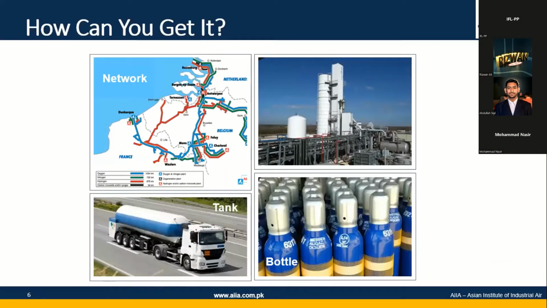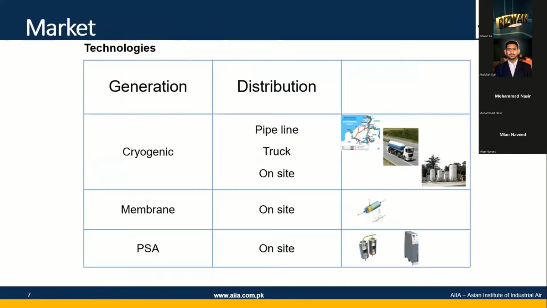So at the moment, the distribution of the nitrogen is through three networks, where we can produce nitrogen in three ways. The first one is the cryogenic method. That is, you use trucks and you use the cylinder bottles, which is commonly used nowadays, especially in the Pakistan market. So for the cryogenic method, the way of distribution is through the pipelines, through the truck, and on-site.